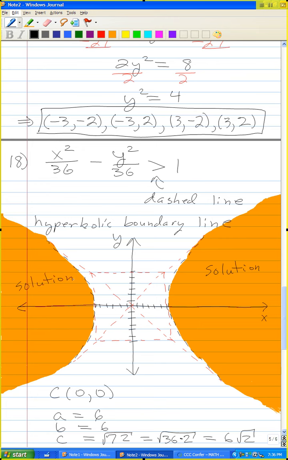Okay, so that's the solution. So notice it does not include the boundary. The boundary is dashed. And that is the solution of my system of nonlinear equations.